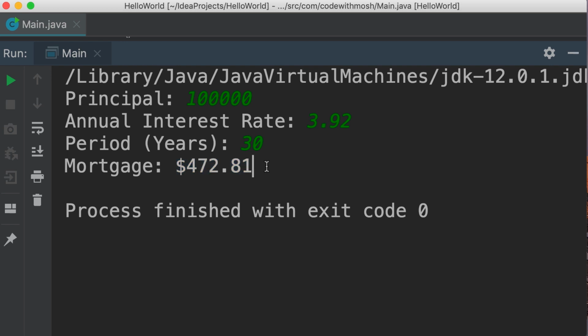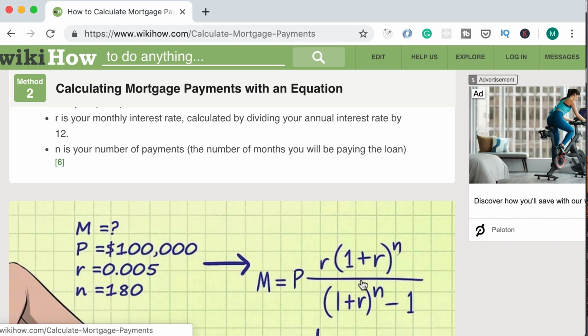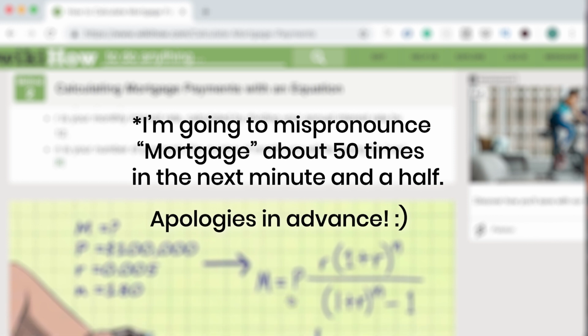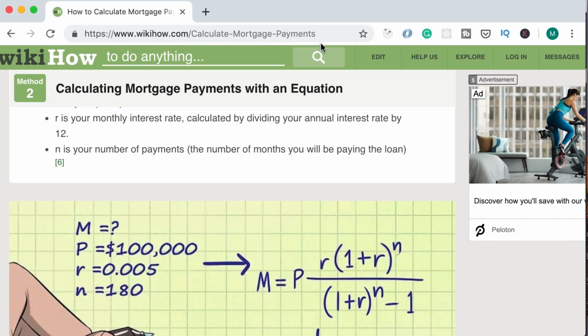This is a great exercise for you to practice all the materials you learned in this section. Now, before you get started, I want to give you a few hints. Here's the formula for calculating the mortgage, or the monthly payments. I found this page on wikihow.com. It's called Calculate Mortgage Payments. So let's see how this works.